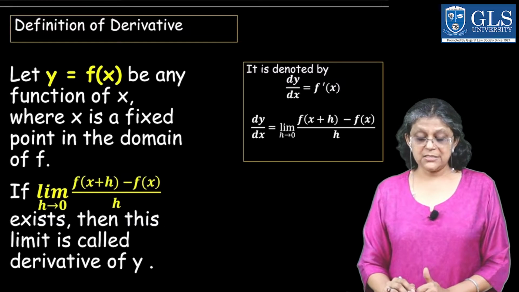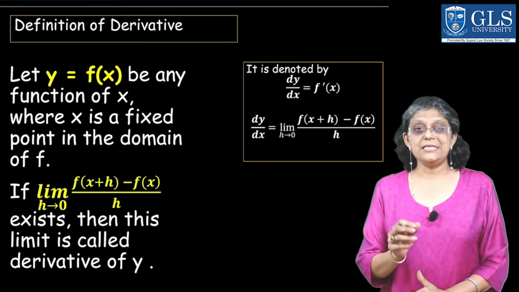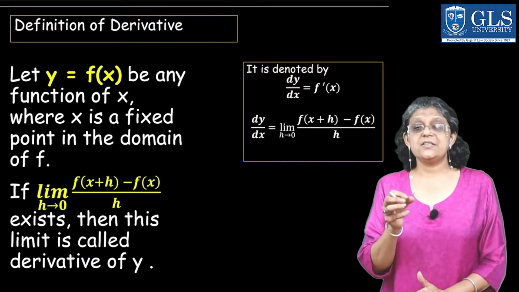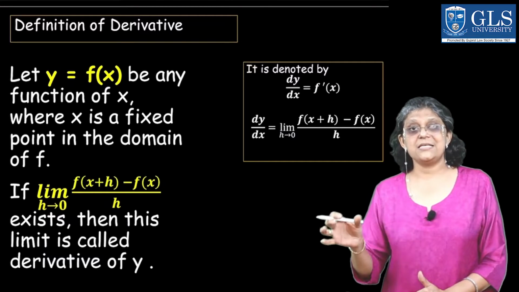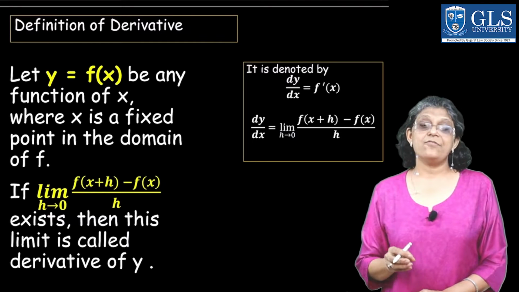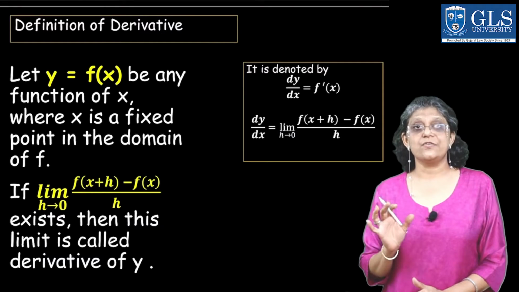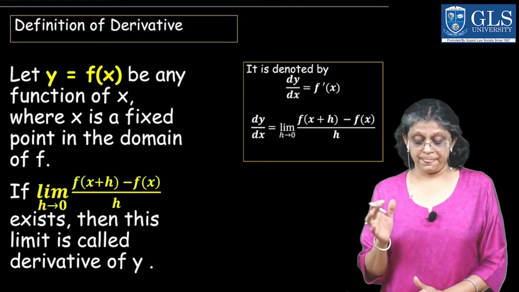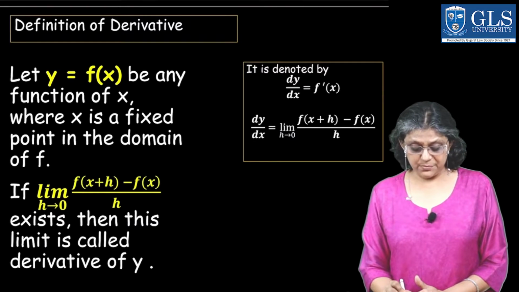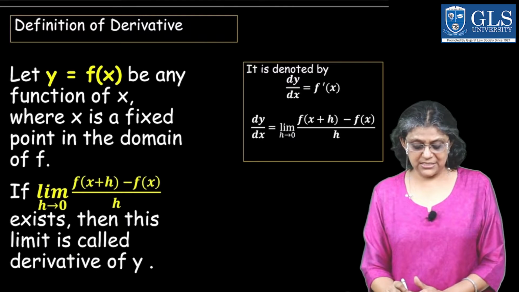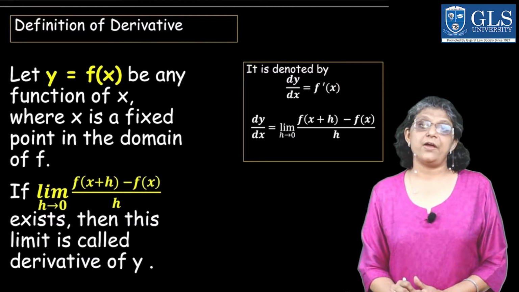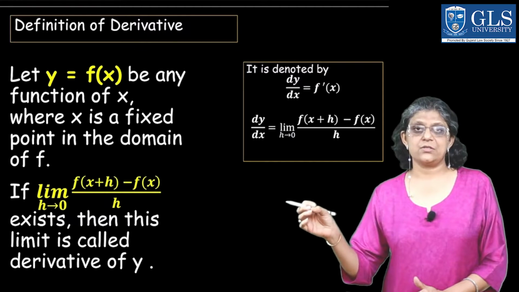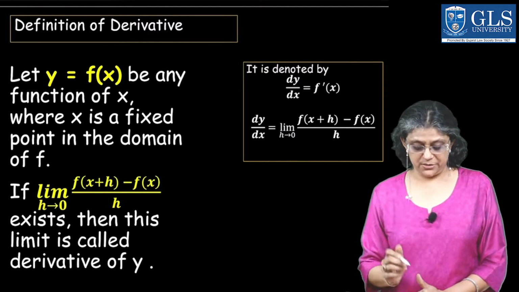Let y is equal to f(x). So y is a function of x, where x is an equation which will have the constant variable and the fixed variable. It is at times even called the cost equation. So y is equal to f(x) be a function of x, where x is a fixed point in the domain of f, with x1, x2, x3 in the domain. So x is a fixed point.